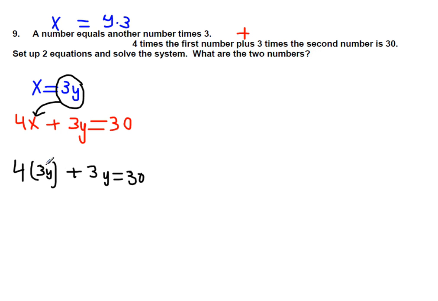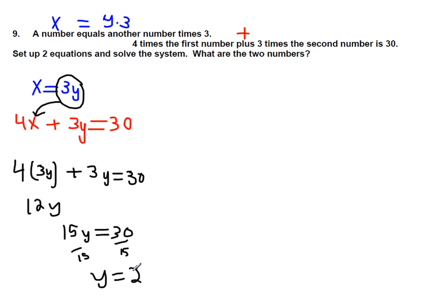All right, so back here, 4 times 3y is 12y. And 12y plus 3y makes 15y. So I'm just combining like terms. All right, 15 times what number equals 30? Or you could just divide by 15. 30 divided by 15, and you get y equals 2. All right, so of the two numbers, the second number, y, equals 2.